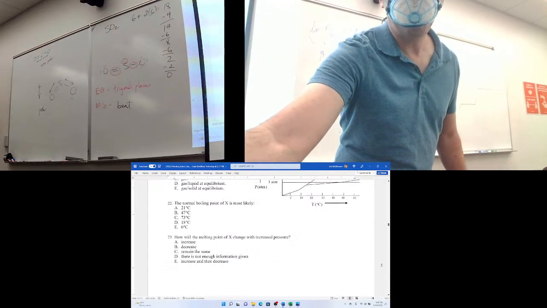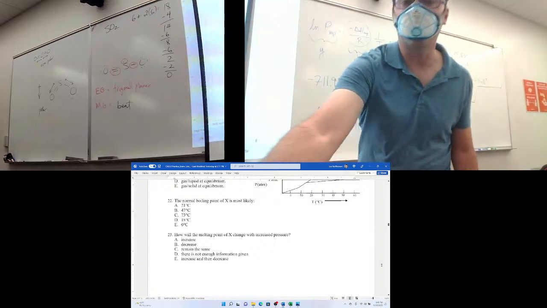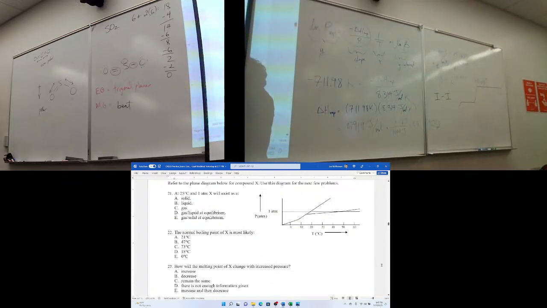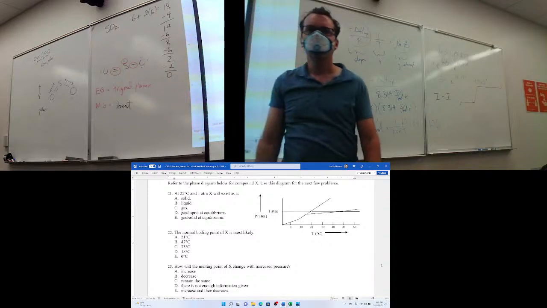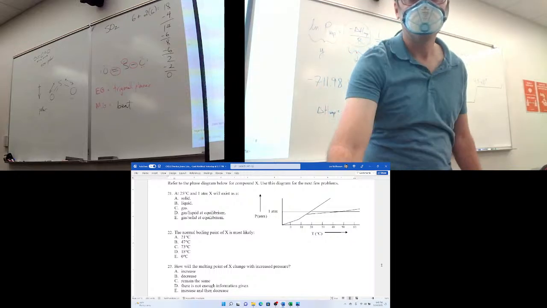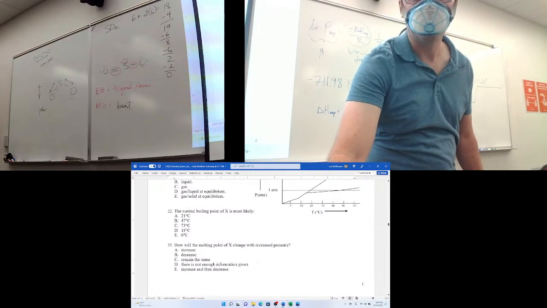How will the melting point change with increased pressure? So here is the melting point at standard atmospheric pressure. It's about 19, 20. If I increase the pressure, oh, look, the melting point has increased. So the melting point increases if I increase the pressure.